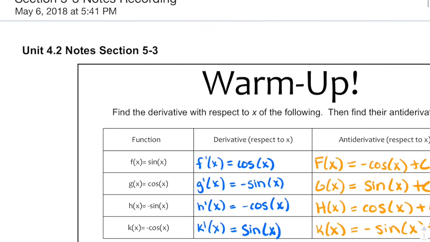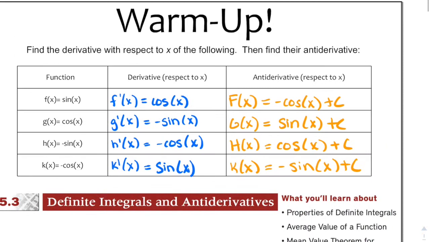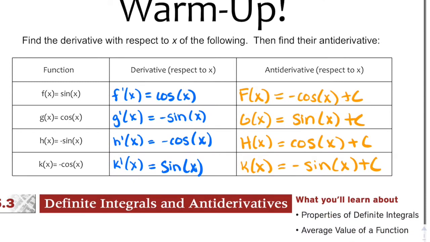This is the Unit 4.2 Notes, Section 5.3. I did the warm-up to save time. You'll notice that I use derivative notation for derivatives of each function. I also use a capital letter for all of the antiderivatives, and I added plus C to them.